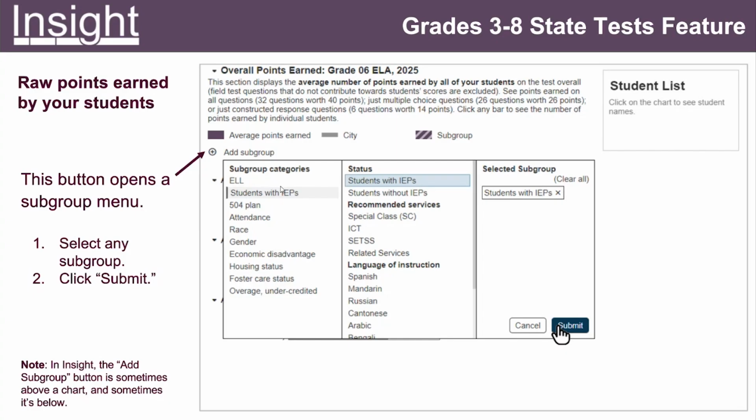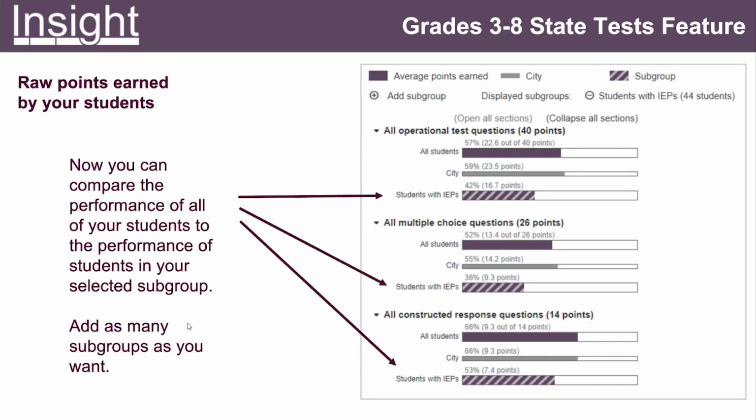The first part is the subgroup you want to pick. For this example, I pick students with IEPs, which has more detailed granular subcategories under it. So I'm just going to keep the high-level students with IEP. You could definitely click more recommended services, language of instruction, or you can combine different categories. Like if you want to focus on your ELL students with IEP, you could go to ELL, pick students currently ELL, and students with IEP. After selecting the subgroup you want to focus on, you click submit and a new bar will show up.